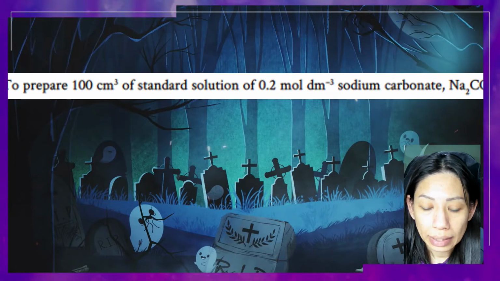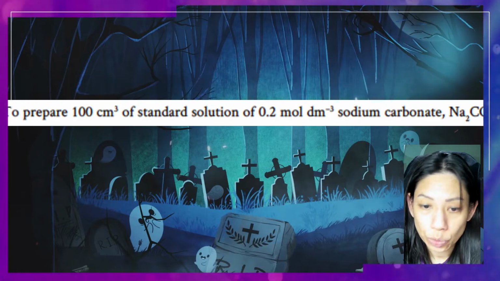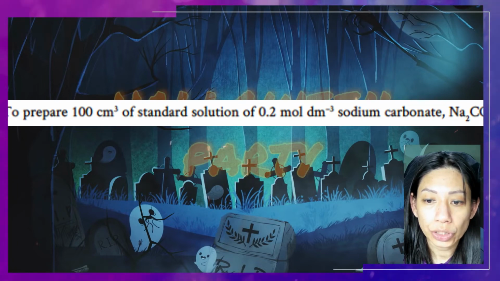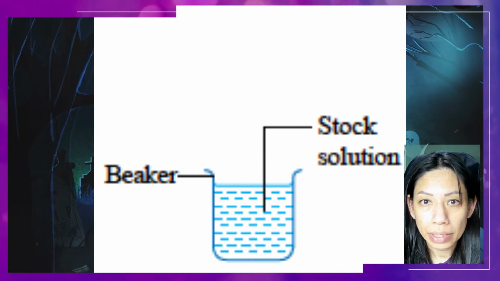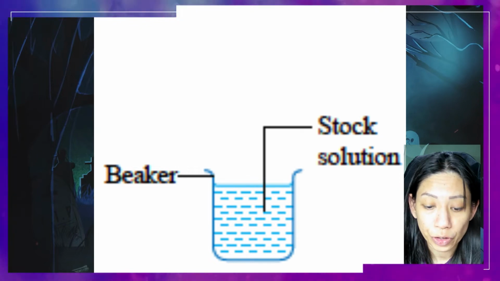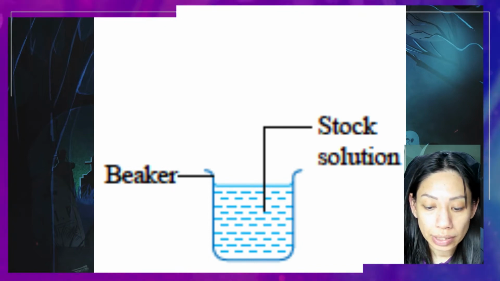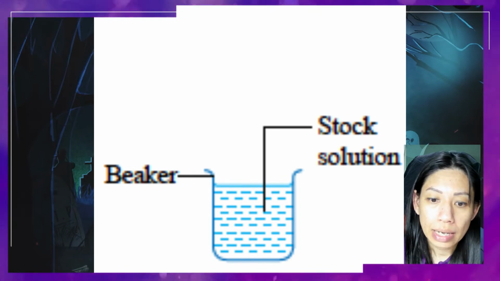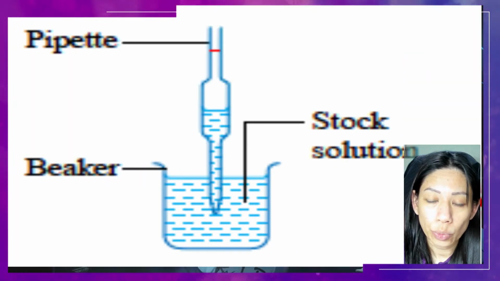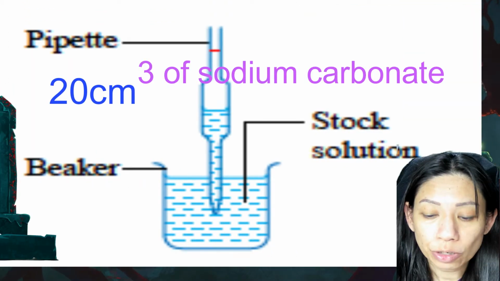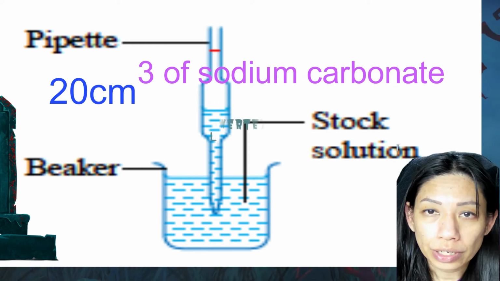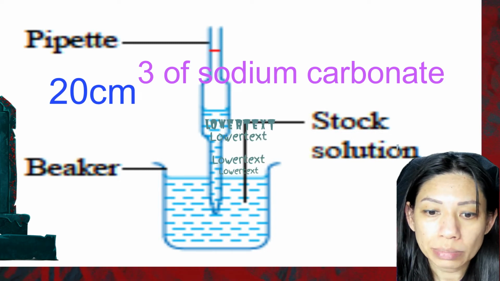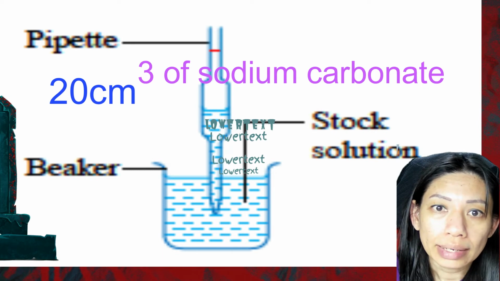Let's take a particular example in your textbook, Activity 6.8, page 165. In this activity, all you need to do is take the amount of sodium carbonate solution that you have already prepared in 6.7. That solution has a concentration of 1 mole per cubic decimeter. So if you want to prepare 100 cubic centimeter of 0.2 mole per cubic decimeter sodium carbonate solution, you need to find out how much of the 1.0 mole per cubic decimeter sodium carbonate you are going to use.